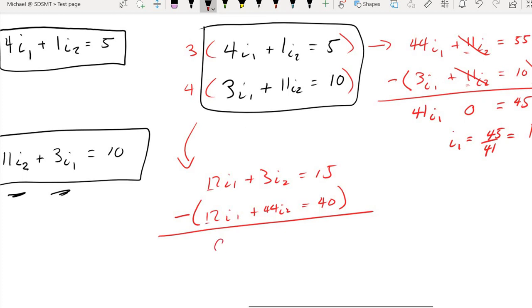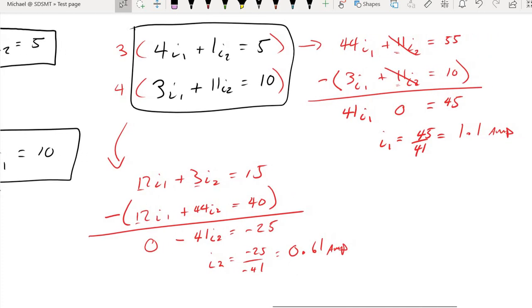12I1 minus 12I1 is 0. 3I2 minus 44 is a negative 41I2. And then we have 15 minus 40, which is a negative 25. And so I2 has to equal negative 25 over negative 41. That's going to come out to be positive. And I'm getting 0.61 amps.